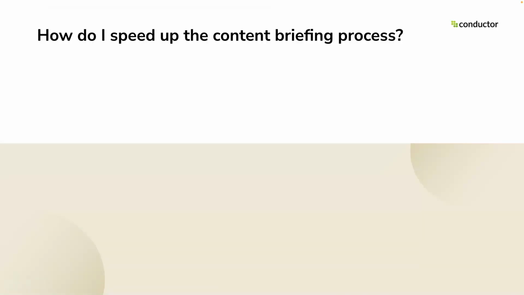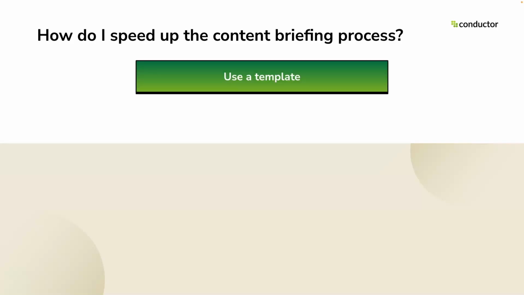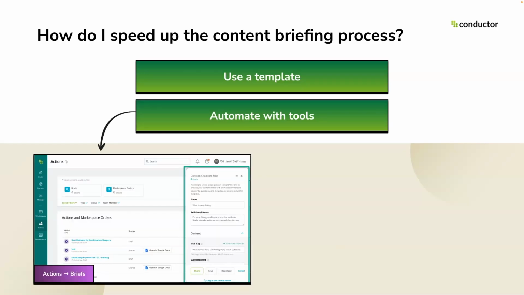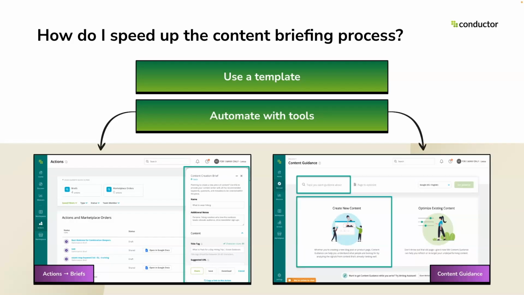Content briefing can be a daunting task, so it's important to create a repeatable, efficient process. One way to speed things up is by using a template, which you can create from scratch or find examples of online. This way you don't have to think about what needs to be included each time. Going further, think about optimizing your process with tools. For example, in Conductor you can use the content brief template from Actions, which makes it easy to create and share briefs, as well as get help actually building your brief with insights from content guidance.